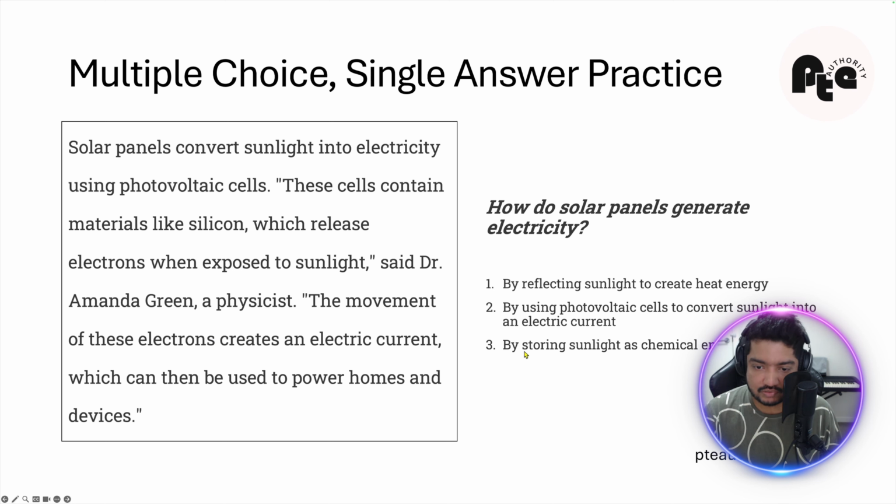On option 3, by storing sunlight as chemical energy, which again is incorrect because there is no mention of chemical energy in the text. So the correct answer here is option 2, by using photovoltaic cells to convert sunlight into an electric current. I hope you came to the same answer as when you did it on your own. If you have any questions or doubts on this question, let me know in the comments. Moving on, let's do one more.